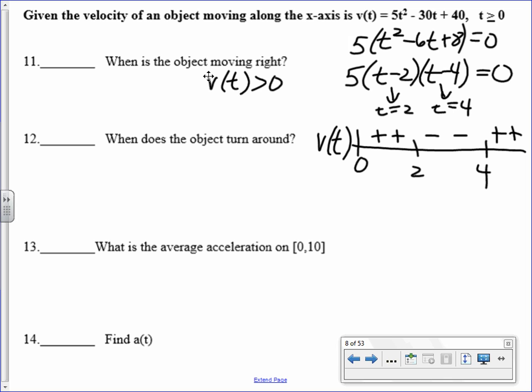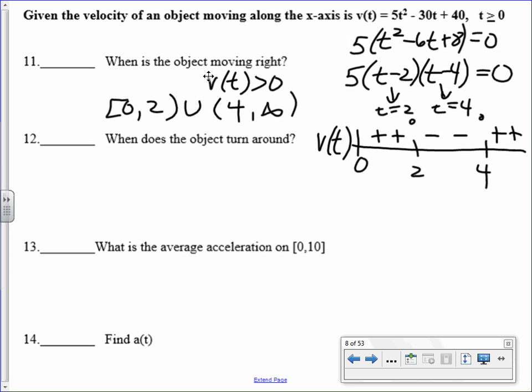Now we can answer 11 and 12. When is an object moving right? That's when velocity is positive. We know from 0 to 2 and from 4 to infinity. I know at 2 the velocity is 0. It's not positive there. And I know at 4 the velocity is 0. It's not positive there. At 0, though, if I wanted to be real careful, I could plug that in, and I see the velocity is 40 when t is 0. So I would include the 0. So it's moving right from 0 to 2, and then from 4 to infinity.